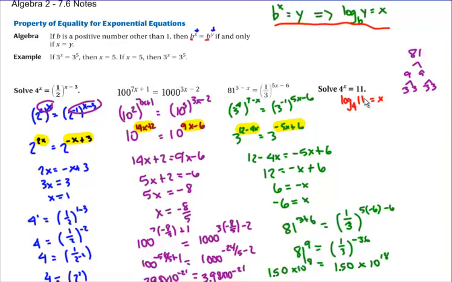Well, what I've done is I've rewritten my problem now, and my variable is not inside the exponent, and my variable is on the other side of the equal sign all by itself. So I can use my change of base formula to determine what this is going to look like. And so this would be the natural log of 11 divided by the natural log of 4. And so when you punch that in on your calculator, you get 1.7297.